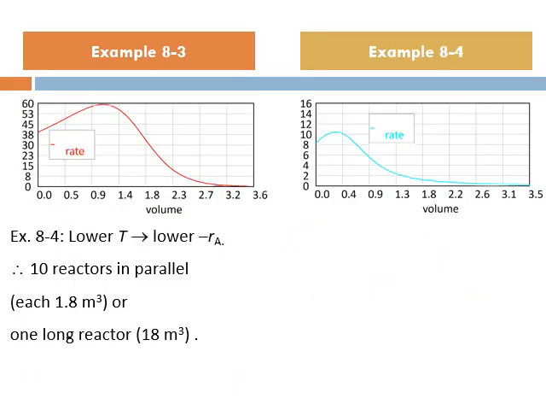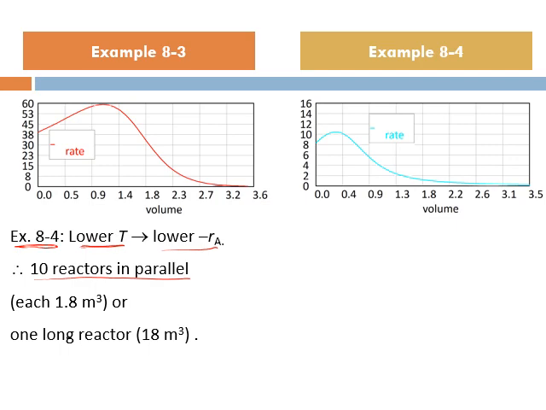Right. Last thing to mention. Okay, so in example 8.4, this example, the one we just explained, we were operating at lower temperature compared to example 8.3, and therefore we had a lower rate of reaction. Therefore, we needed to use 10 reactors in parallel, with each being at least 1.8 cubic meters.